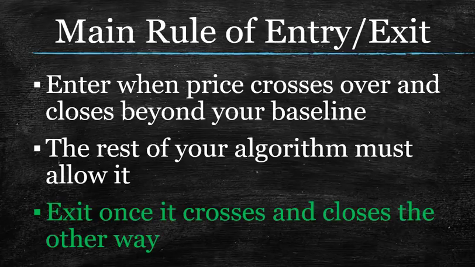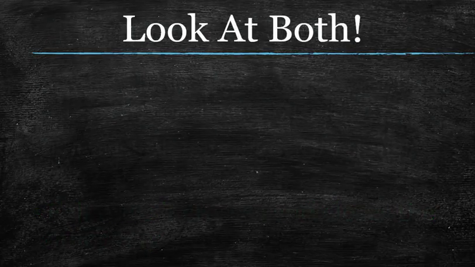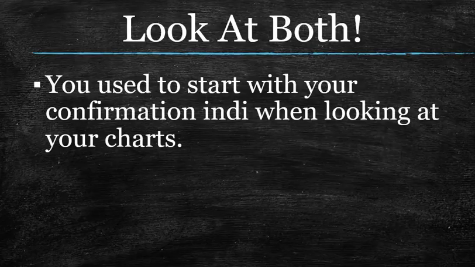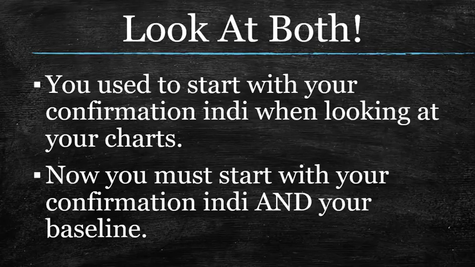But while we're here on the slides, I would like to reiterate another rule I briefly talked about last week. And that is, you're probably so used to taking kind of a top-down approach to where when you look at your charts, you look at your confirmation indicator and see what it says. And then only after it gives you a signal, you look at the rest. From this point forward, what you're going to have to do is look at both your baseline and your main confirmation indicator to see if either one of them is giving you a signal. It used to be just look at one. Now you have to look at both. Look at your confirmation indicator and your baseline.